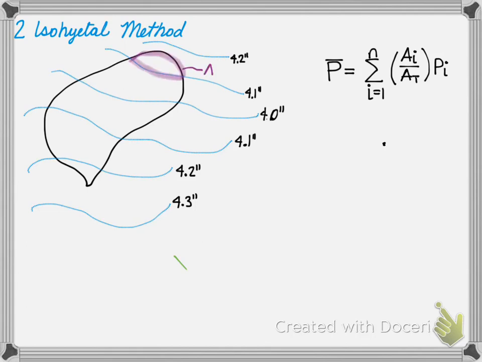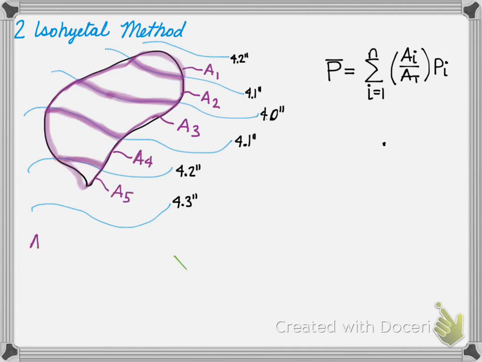In order to calculate each area, you must measure the area of each of these divided areas, as shown in the movie. There's a total of 5 areas. By summing each of the 5 areas, you will determine the total watershed area.